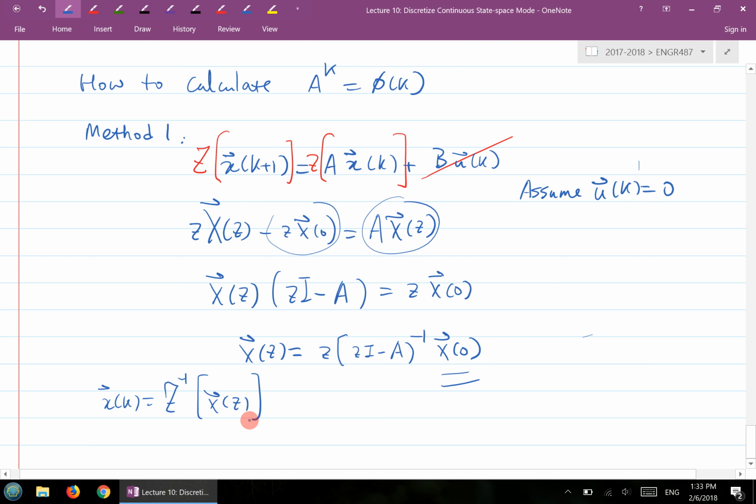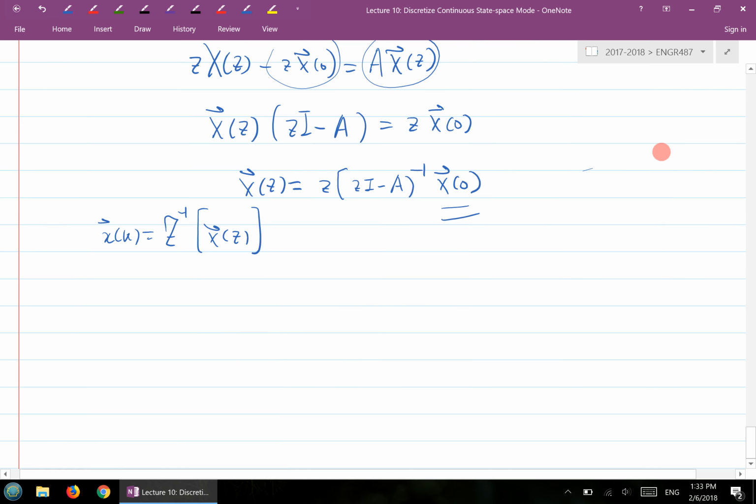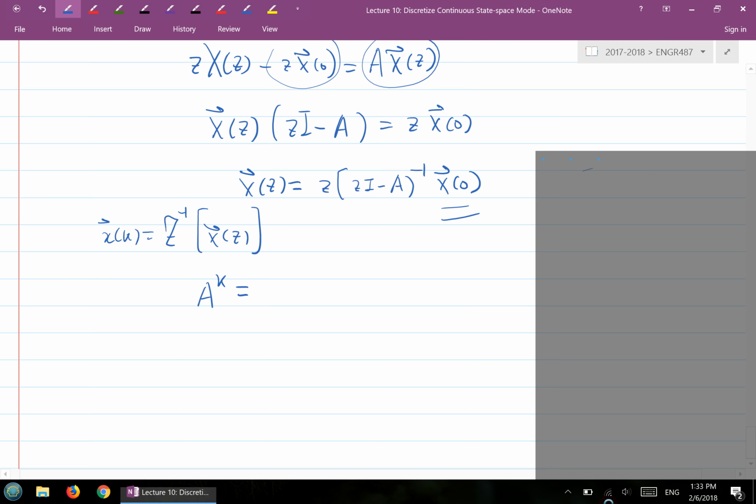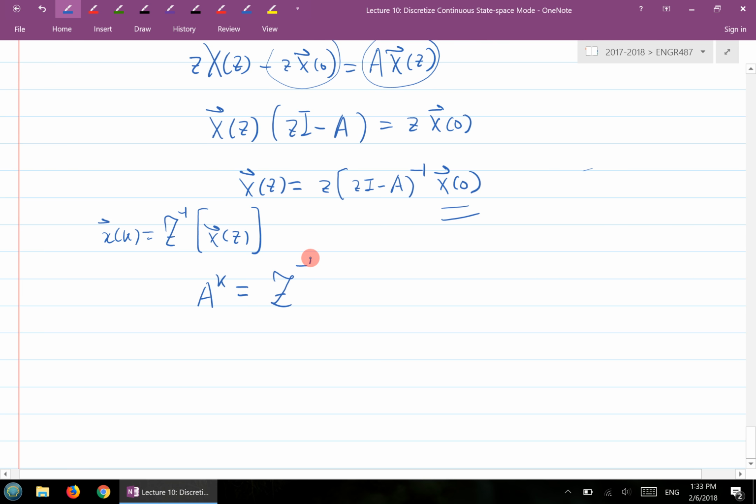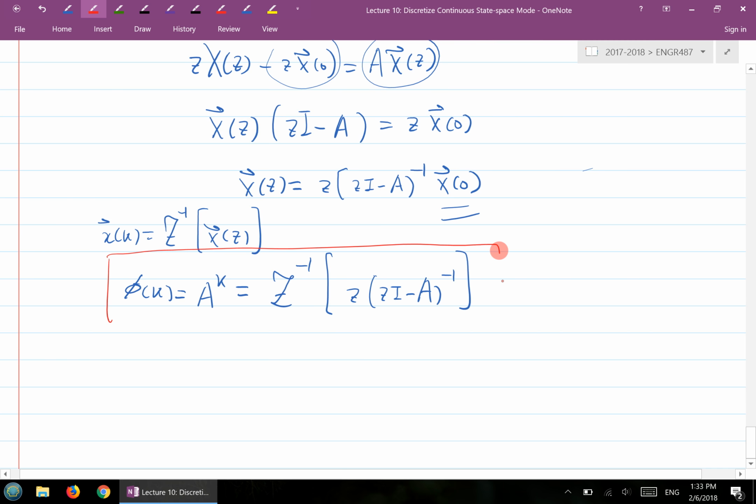That makes sense, right? So that basically means the state transition A to the power of k is the inverse Z transform of that expression over there. Okay, so that's your state transition matrix. This is the analytical way you can calculate what A to the power of k is.